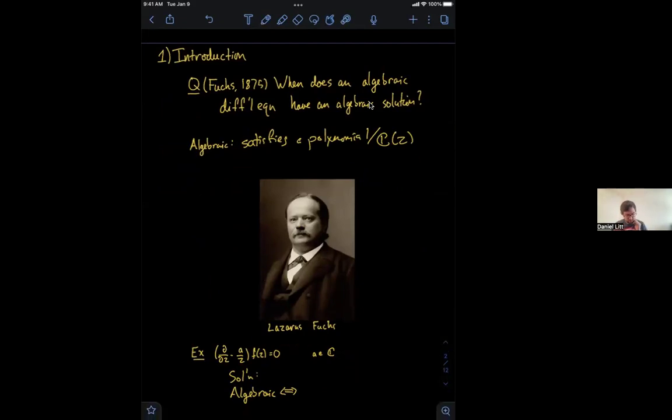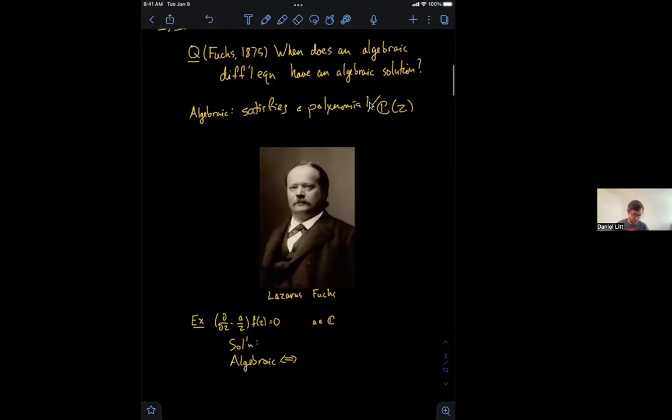Great. So I think quite early on, people realized that this question was maybe of an arithmetic nature. Just to give you the first example, this is maybe the first or second differential equation you might try: d/dz minus a over z applied to f(z) is 0. Here a is a complex number.